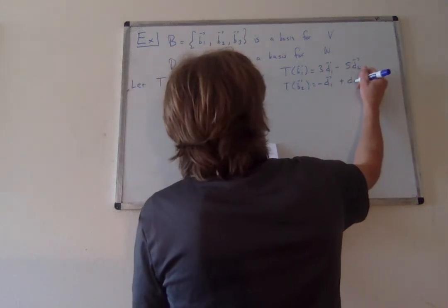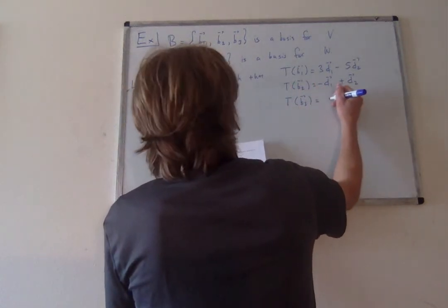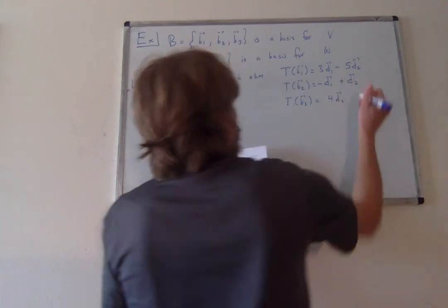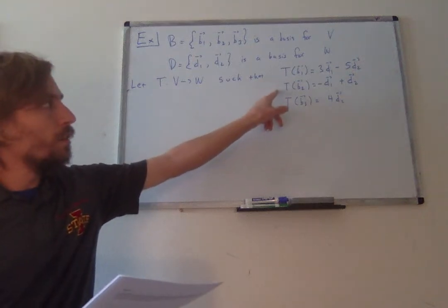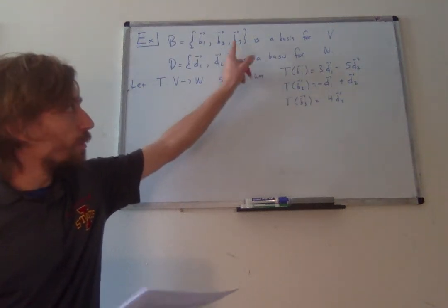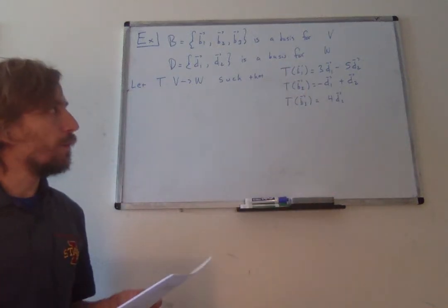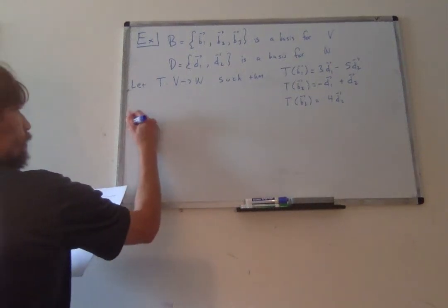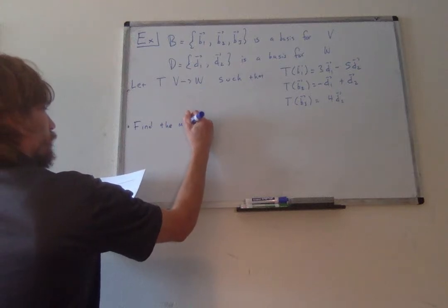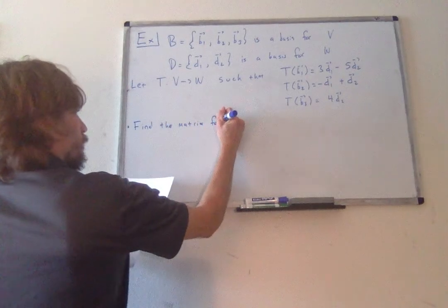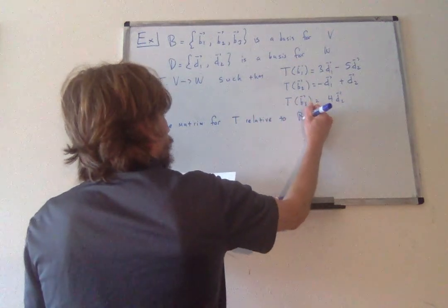And remember, again, all we really need to describe the structure of vector spaces is what's going on with their basis vectors. So what we're given here are the images of the three basis vectors for V expressed in terms of the two basis vectors for W. And so what we want is to find two things. The matrix for T relative to the bases B and D.